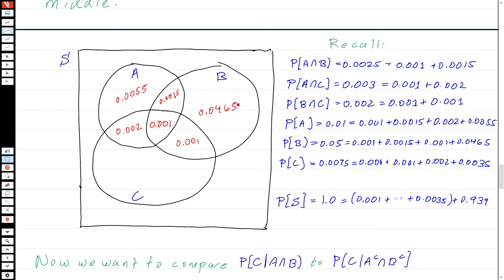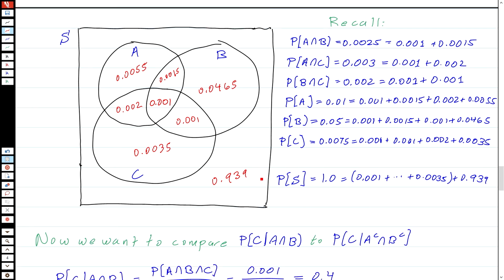0.0465. And the probability of C, we know the whole probability is 0.0075. That's made up of those 3 terms plus 0.035. And finally, if I add up all of those terms shown in red and subtract from 1, I see that outside I've got 0.939. Okay, so there's your properly labeled Venn diagram.